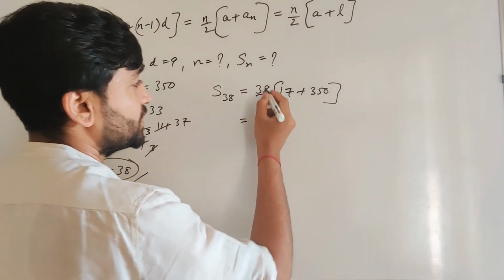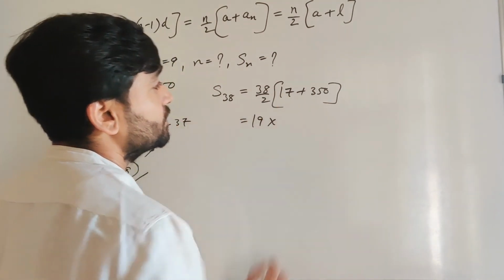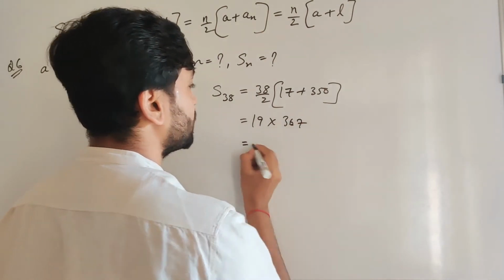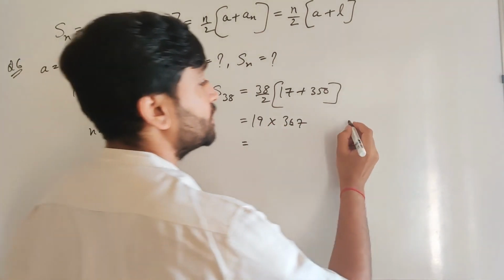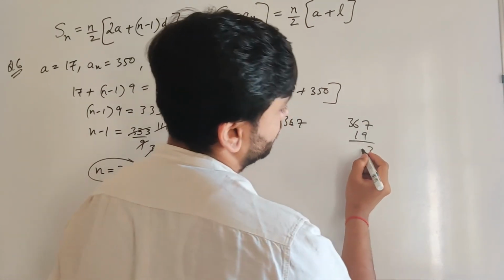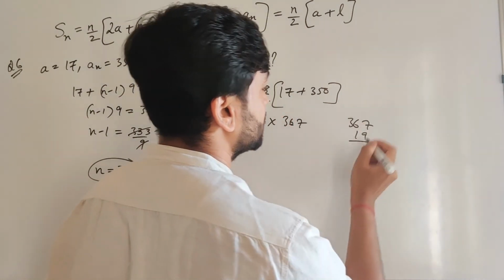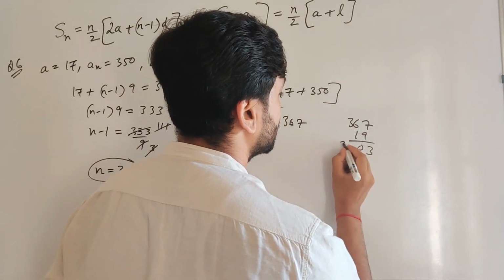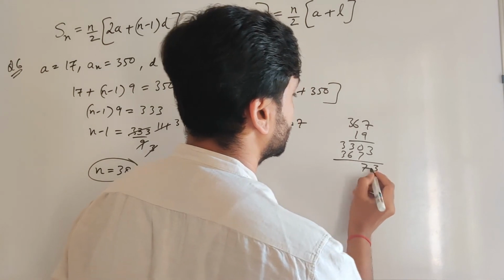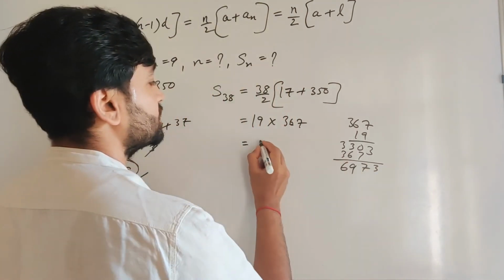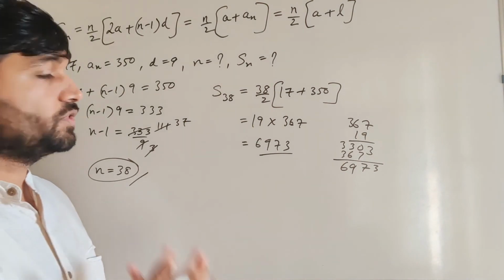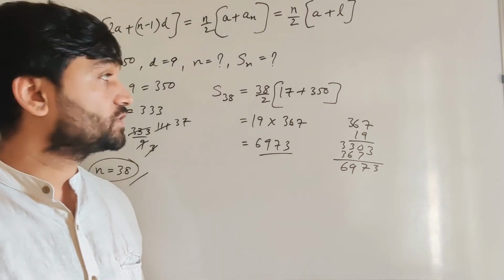So it's just a simplification. This is 19 into, this will give you 367. So we just have to multiply 367 with 19. That will be 63, carry 6, 54 plus 6, 60, 3, 6, 7. So we get 6973 as the sum of these 38 terms. Okay, so that's how we solve this question.